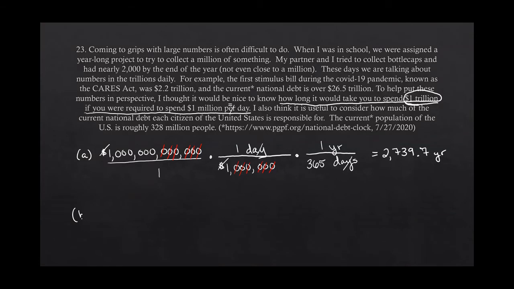Whatever, moving on. Let's look at the second part here. The second part says, I also think it is useful to consider how much of the current national debt each citizen of the US is responsible for, given that the current population is roughly 328 million people. So up above, we were told that the national debt is over 26.5 trillion. It's right around there. It's just a little bit higher and obviously fluctuates.